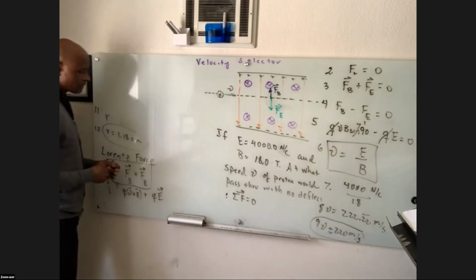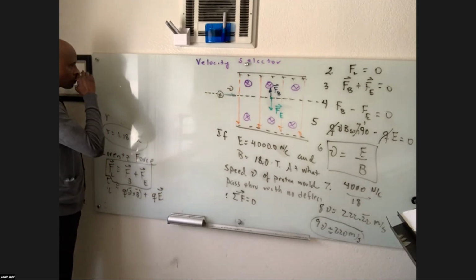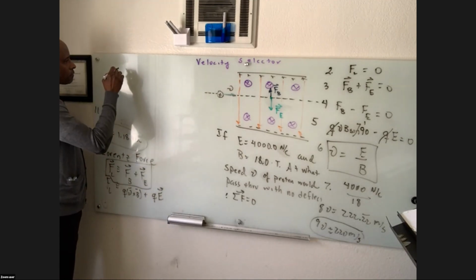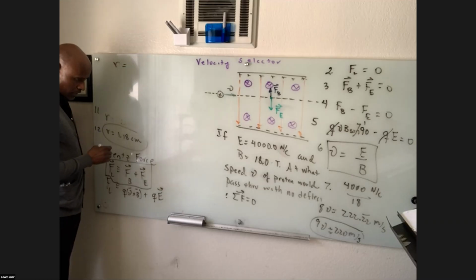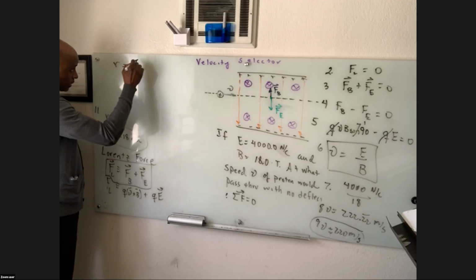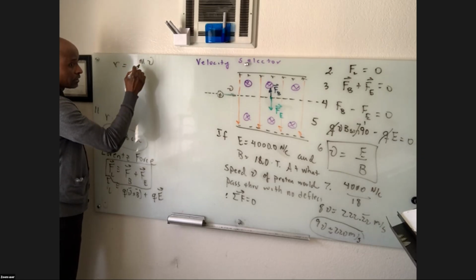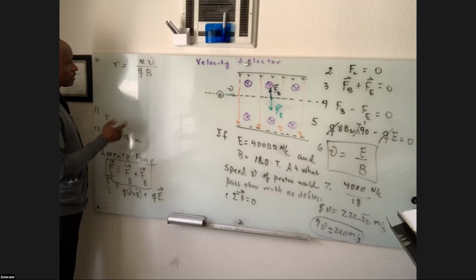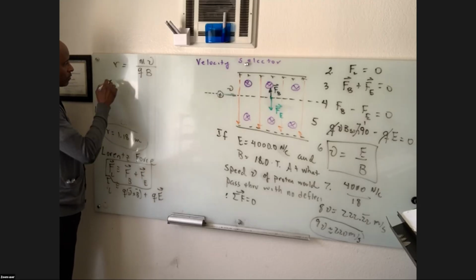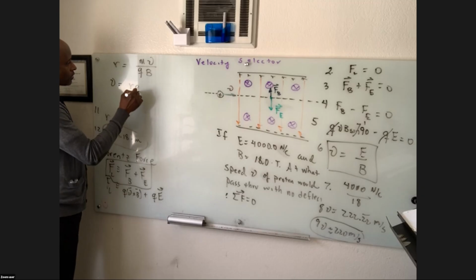Right, we had gotten that R was equal to M times V divided by Q B. We could solve for V, right? V is equal to R Q B over M.